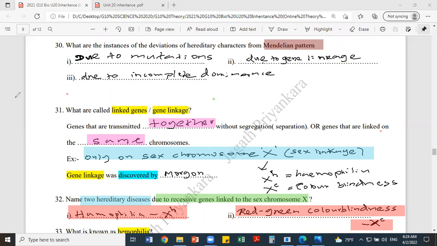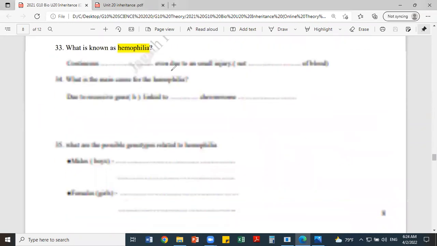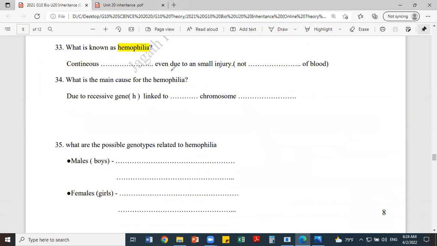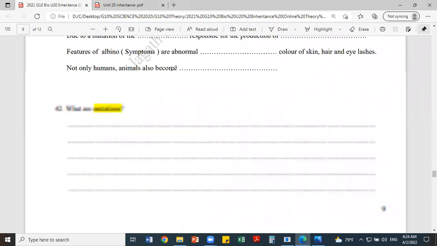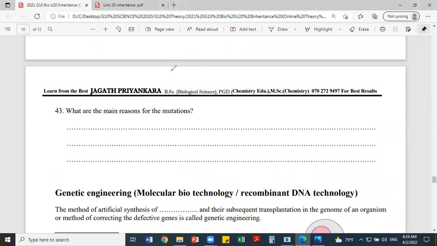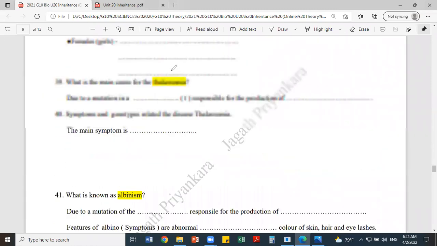I think I have not covered these mutations in detail, I think later. Shall I raise the screen? Anyone still copying down? Right. Mutations can occur without any reason also. I have given mutations again separately. Then the next one, hemophilia. So let's discuss what happens in hemophilia.